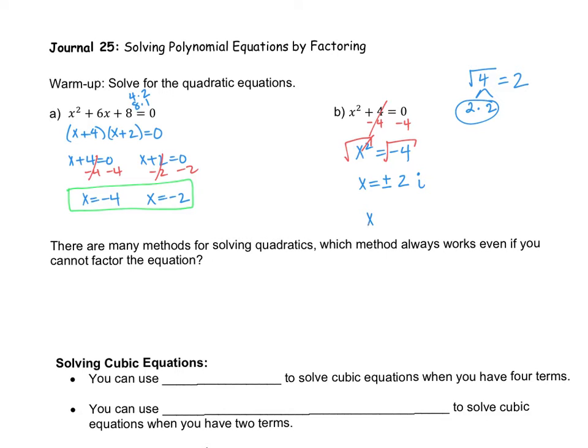Some people might write it as positive 2i and negative 2i, like this, or they might just use a plus and minus symbol to say that it can be both positive and negative. But notice again, you have two answers: a negative 2i and a positive 2i.